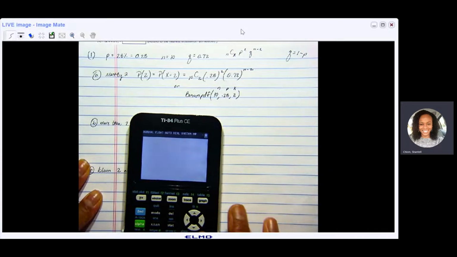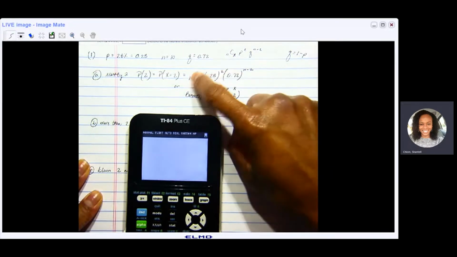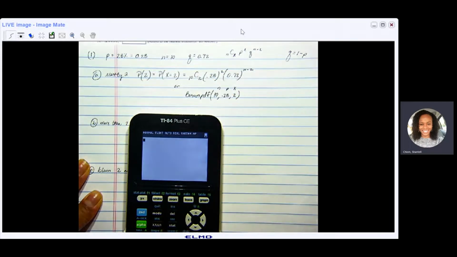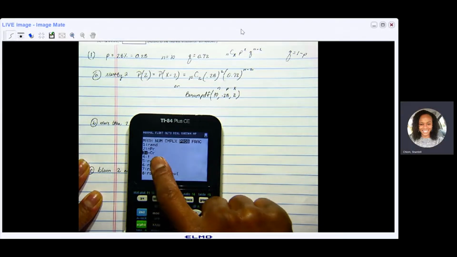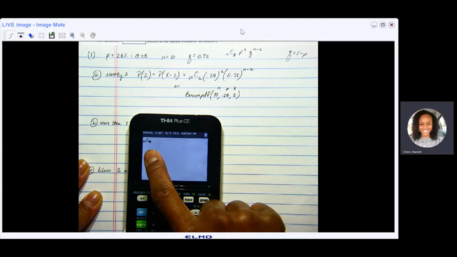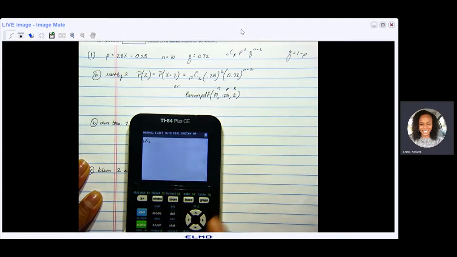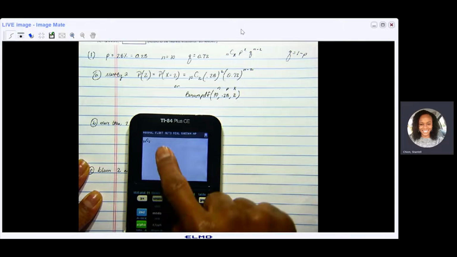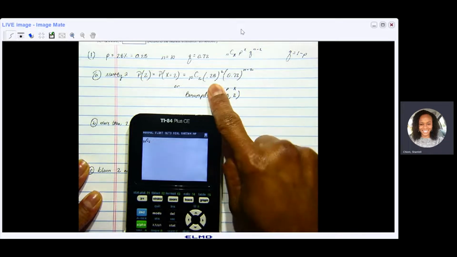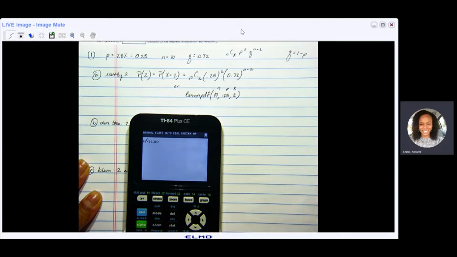All right, so if you use the formula, of course, 10 choose 2, you would type 10 first, then math, and you would go over to PRB till you find nCr. And now you tell the calculator what the R is, which in this case we call it X, but it's 10 choose X. And then you would place the P in parentheses, raised to the second, and then the Q in parentheses, raised to the 10 minus 2, which would be 8.